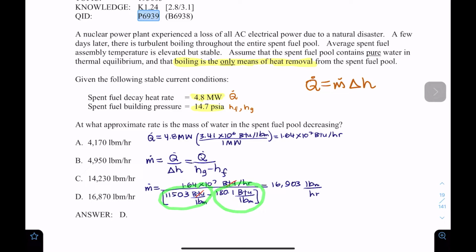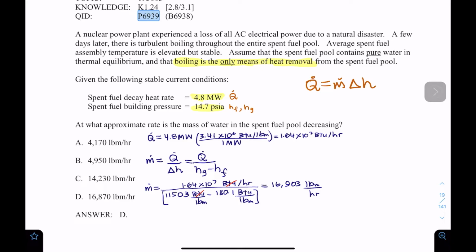And these are my numbers here. I just typed that in. And this is given basically, I just need to convert my 4.8 megawatts to BTU per hour. I plug it in, and the answer that I get is around 17,000. And the closest answer to that is going to be delta. So that's kind of how I get that answer.